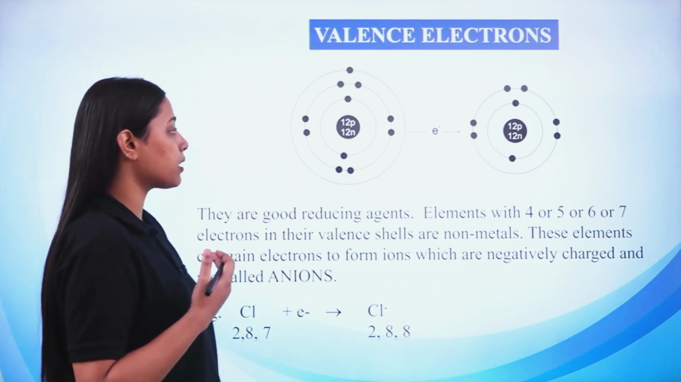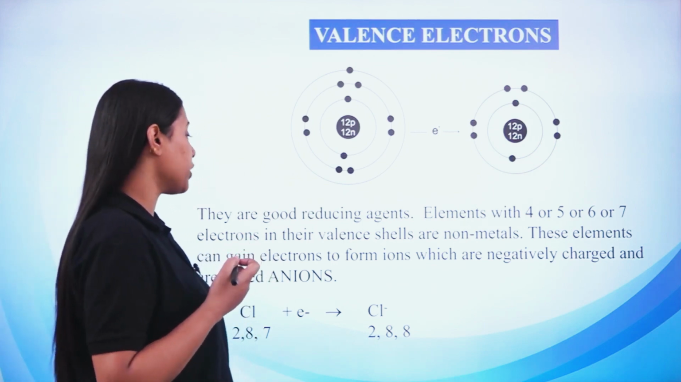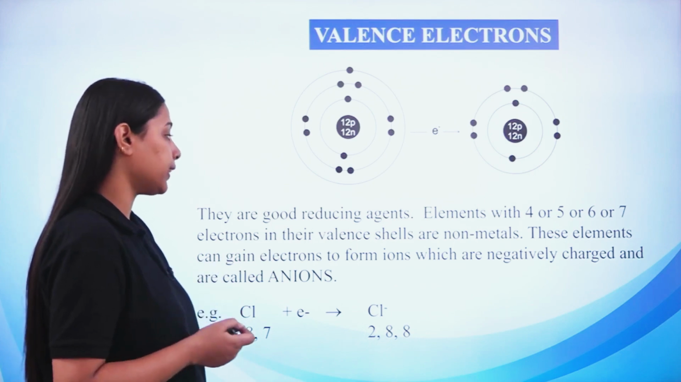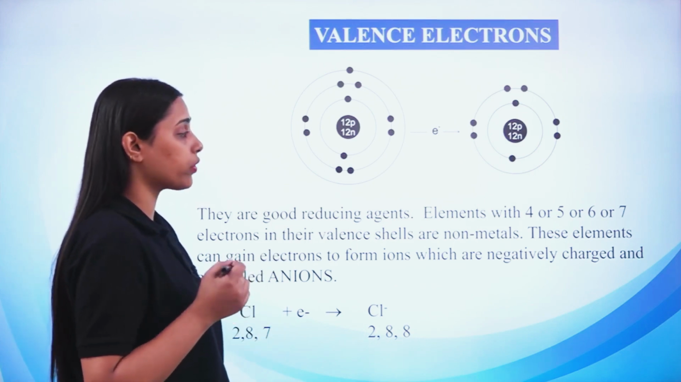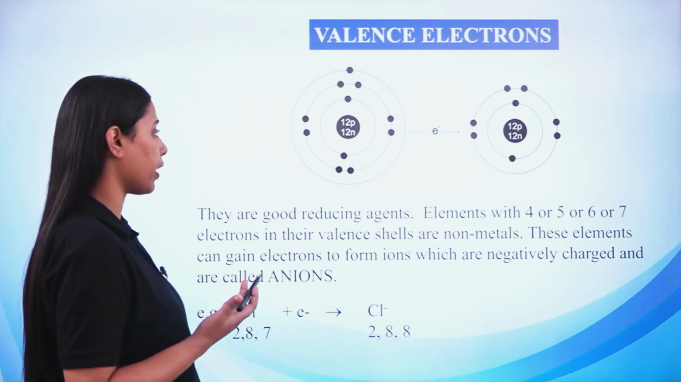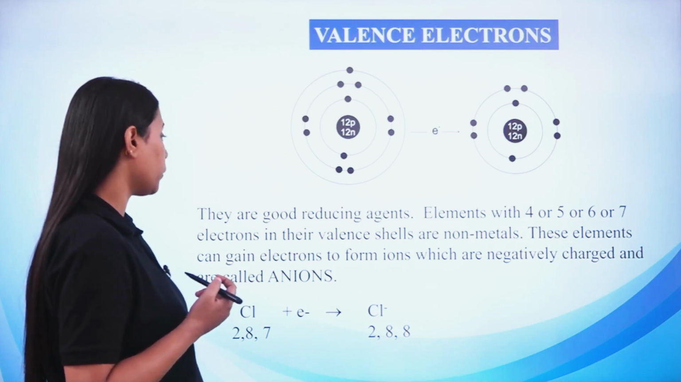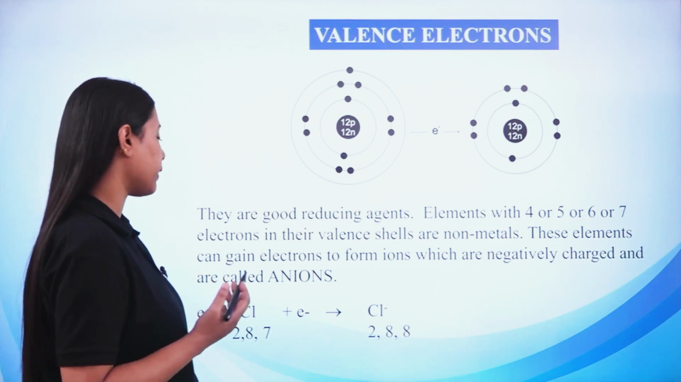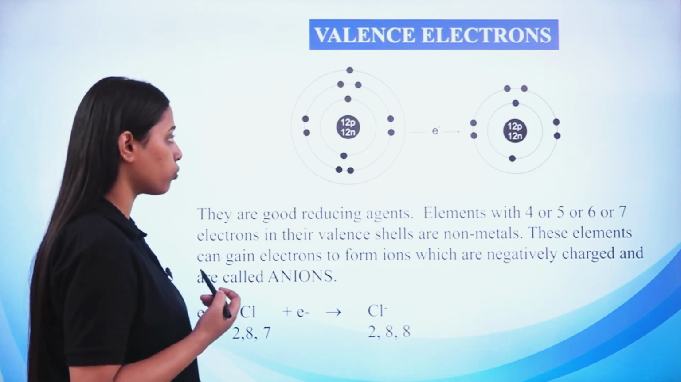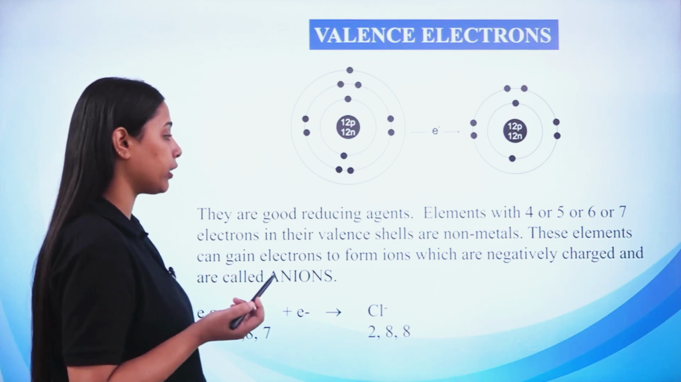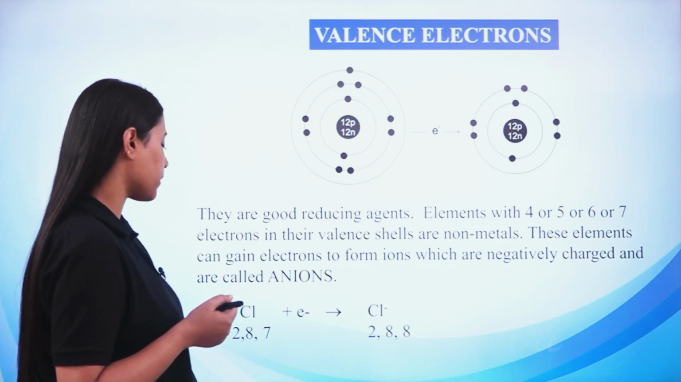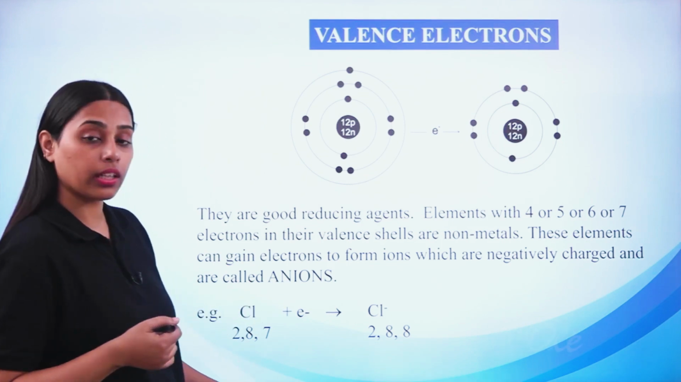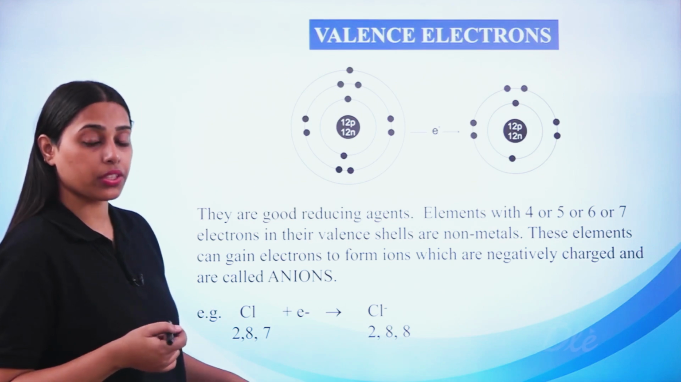Valence electrons, this is a simple diagram for the magnesium element. They are considered as good reducing agents. Elements with 4, 5, 6 or 7 electrons in their valence shell are considered as non-metals. These elements can gain electrons to form ions which are negatively charged and are called anions. Similarly, for a non-metal, the representation is shown.